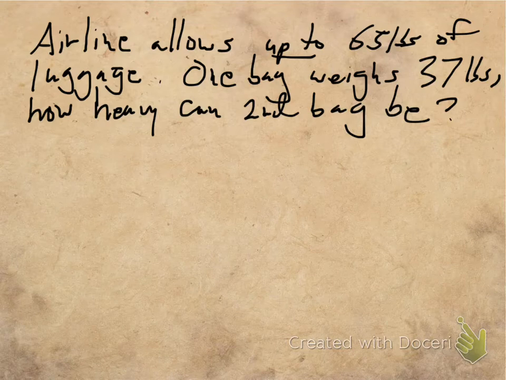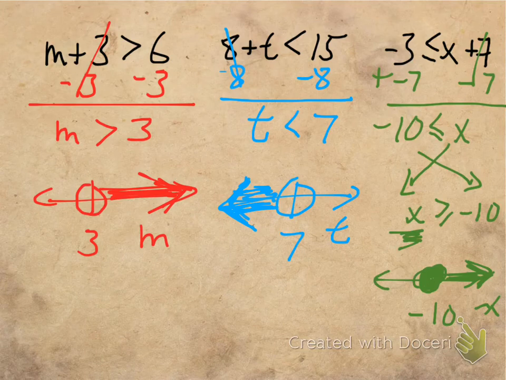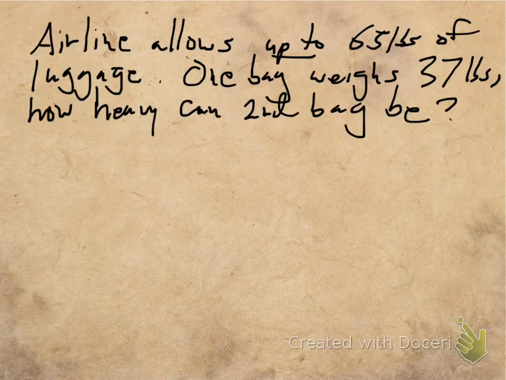But an airline, suppose it allows up to 65 pounds of luggage on a flight, and you already have one suitcase that weighs 37 pounds. The question, a real-life question, is how heavy could the second bag be? Now, yes, you could probably just do a little arithmetic and figure the answer out here. But what I'd like you to do is try to set up an equation a lot like those ones we just saw here. Okay, and in this case, an inequality.